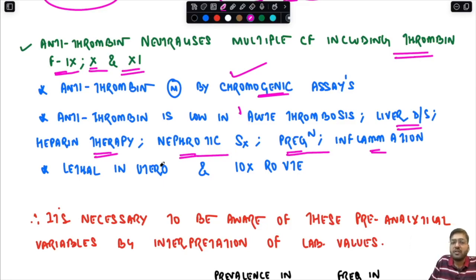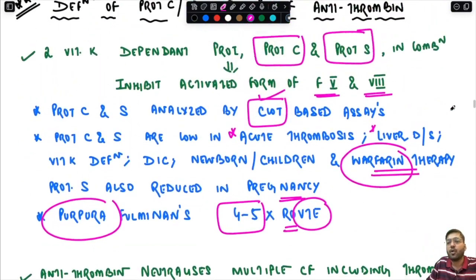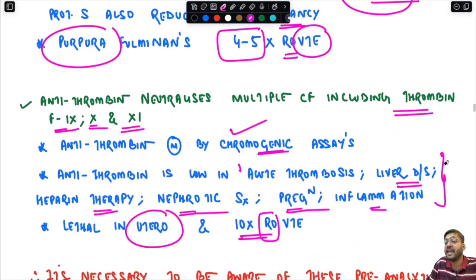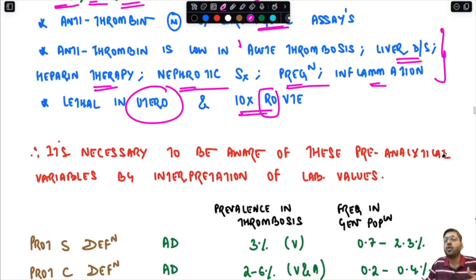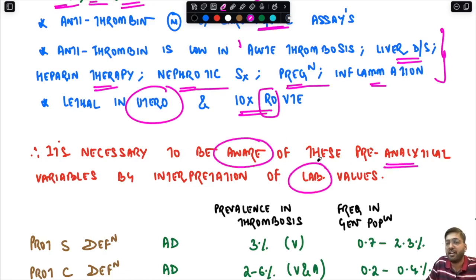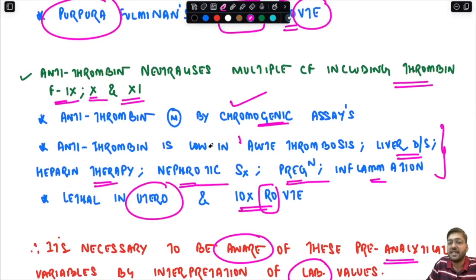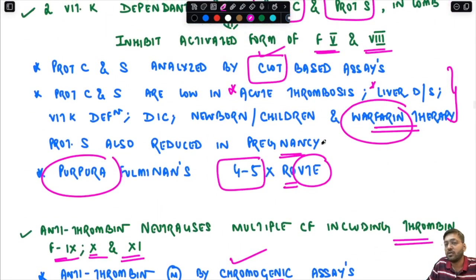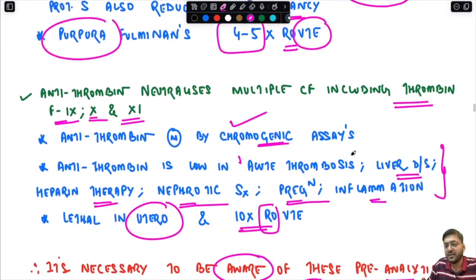And remember, homozygous inherited deficiency is lethal in utero, and there is a 10 times increased risk of venous thromboembolism. Now, as we have seen, in many acquired conditions protein C and S are low. Therefore, before you evaluate this particular condition or interpret the laboratory result, remember, it is necessary to be aware of these pre-analytical variables before interpretation of the lab values, because you have to see whether the patient has any such condition or not. So that is why, remember, such testing is avoided under conditions of acute thrombosis.